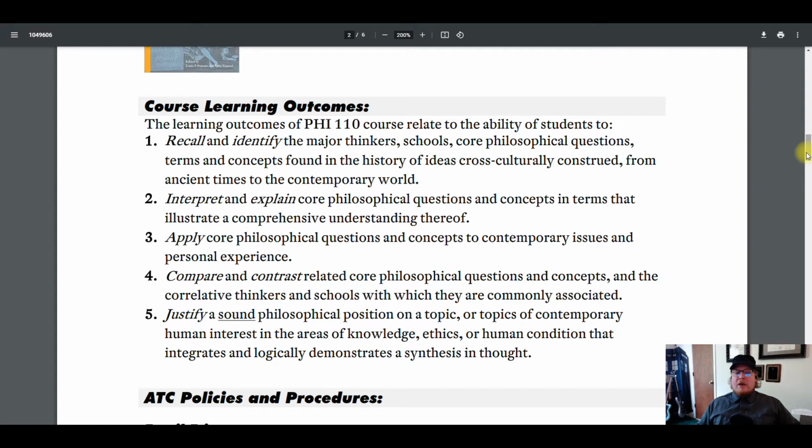5, justify a sound philosophical position on a topic or topics of contemporary human interest in the areas of knowledge, ethics, or human condition that integrates and logically demonstrates a synthesis in thought. What does that mean? Short version of that, when you do your writing assignments, the weekly analyses, just be prepared to back up what you're saying. One of the most important things about a philosophy class is learning how to back up what you're saying. Not just take things at face value and say, oh, this is true because it's obviously true because I believe it. Great. Back it up. Think of yourself like you're in a courtroom. Back up what you're saying. Always support whatever your position is with evidence. And there are different kinds of evidence, to be fair. But make sure you're backing it up with something and not merely making an assertion.